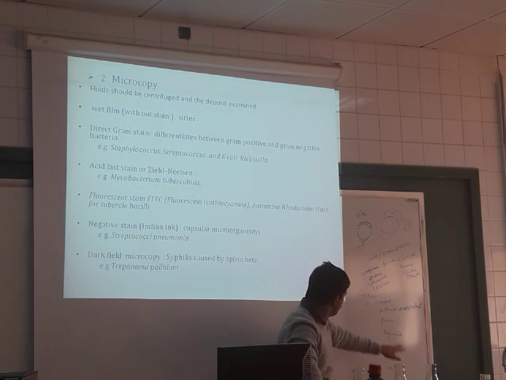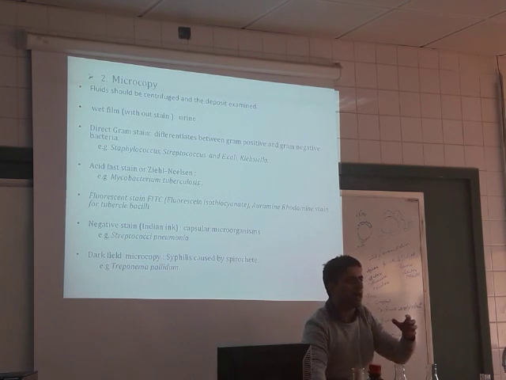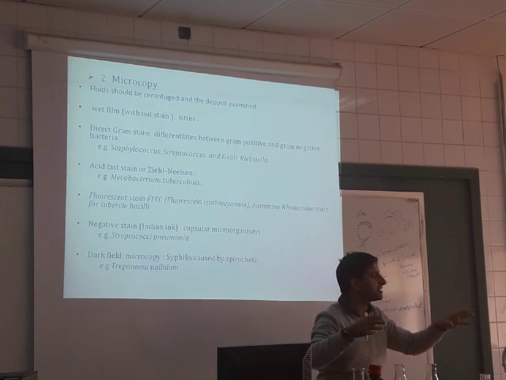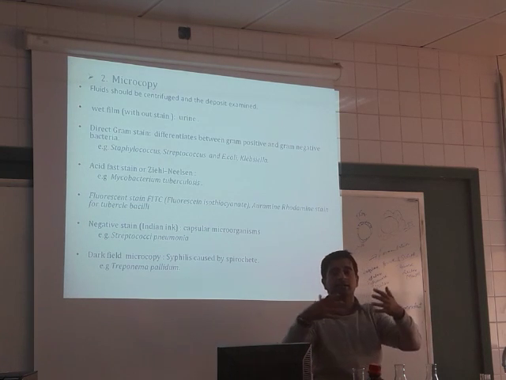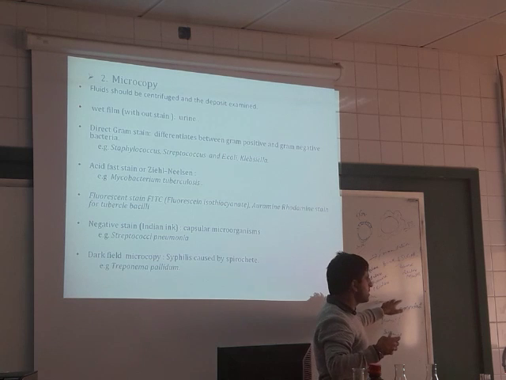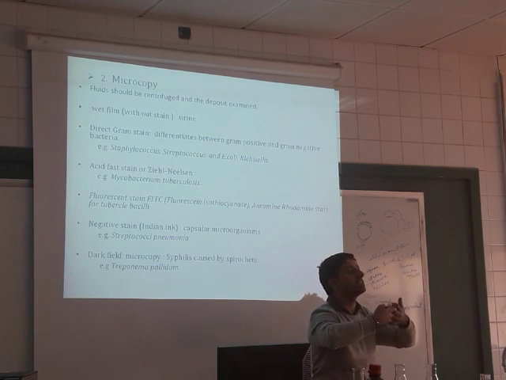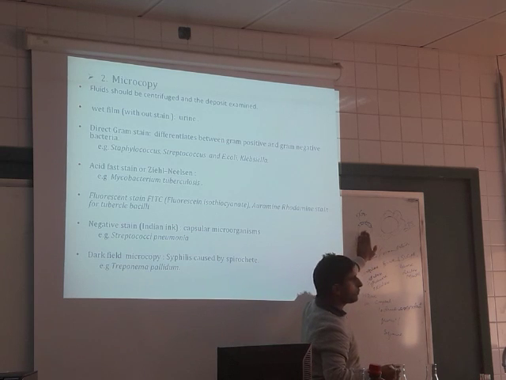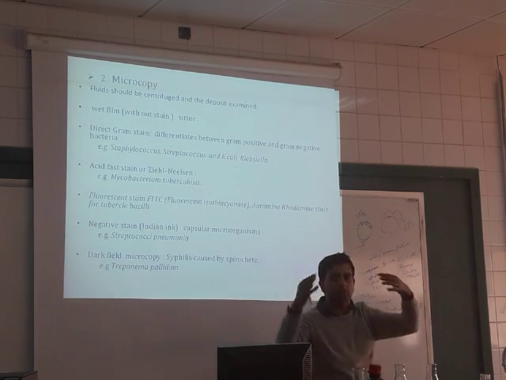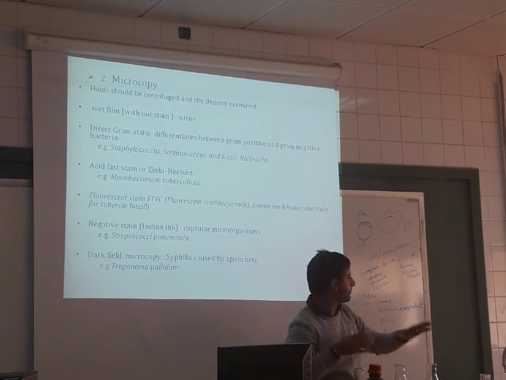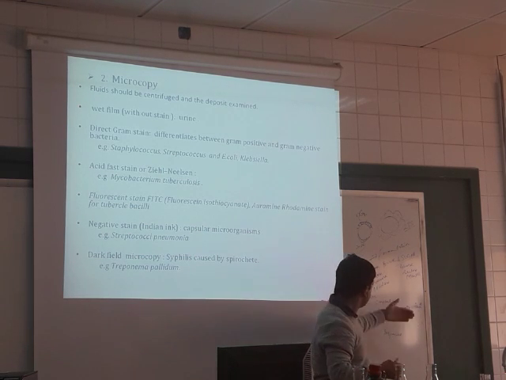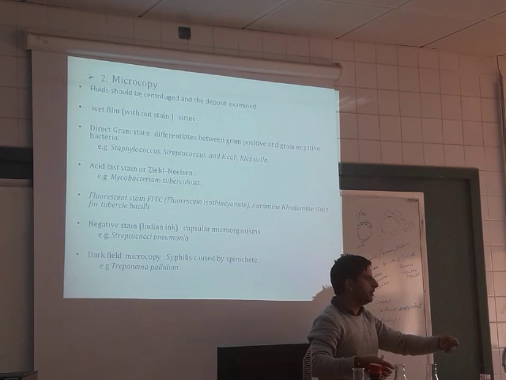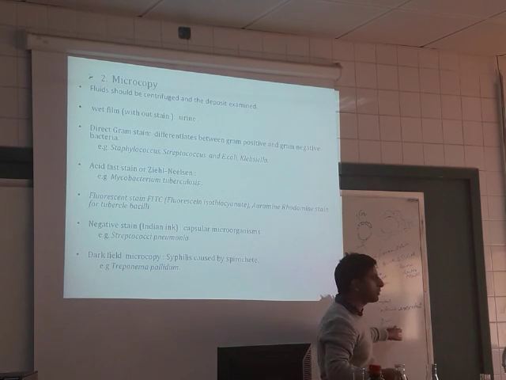Then in the next step you add the iodine. It acts as a mordant. It helps this dye, crystal violet, to interact with the cell wall. Gram positive peptidoglycan takes up the crystal violet. Gram negative cell wall also takes up the crystal violet with the help of the iodine. Then you make one more washing with the alcohol.